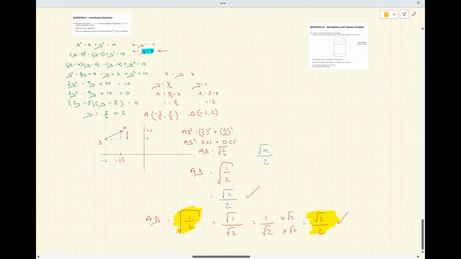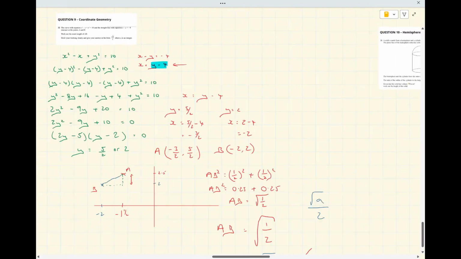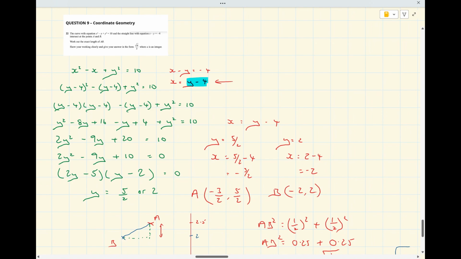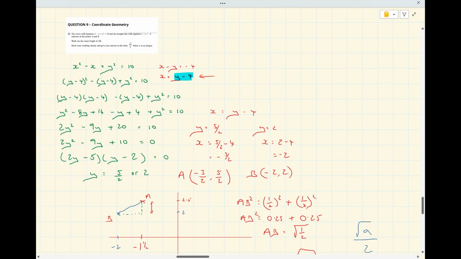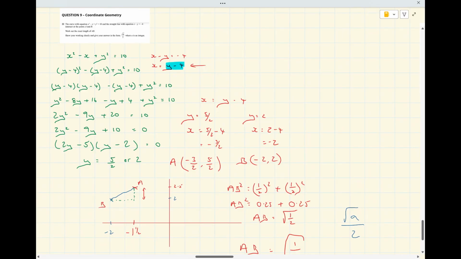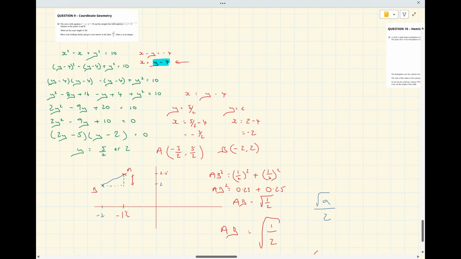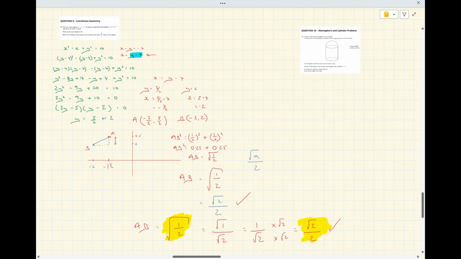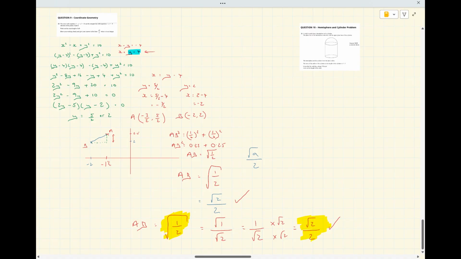Is that question 9 done? Rather complicated. Lots of steps. First of all, we had to find the point of intersection, the points of intersection. Then we had to find the length between the 2 points. And then we had to give our answer in the form that they asked for it in. So, quite a complicated question there. Question 9 done.